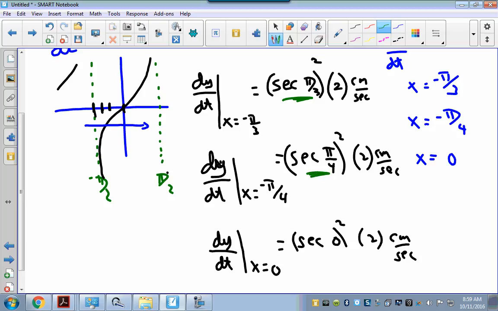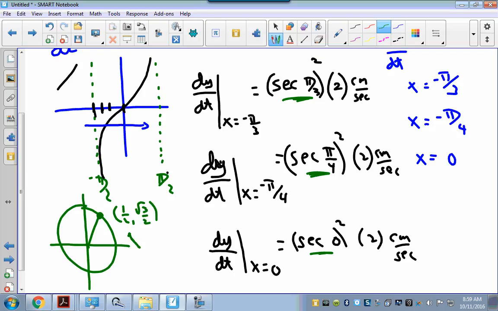So a little unit circle wouldn't be a bad idea. Okay, so here's our unit circle. Pi over 3 is the 60 degree angle. The ordered pair is 1/2, square root of 3 over 2. Remember, this is the cosine of pi over 3, and the secant is the reciprocal, so the secant of pi over 3 is 2. So for this one right here, we're going to put the number 2. We have to square that, that's 4. 4 times 2 is 8 centimeters per second.